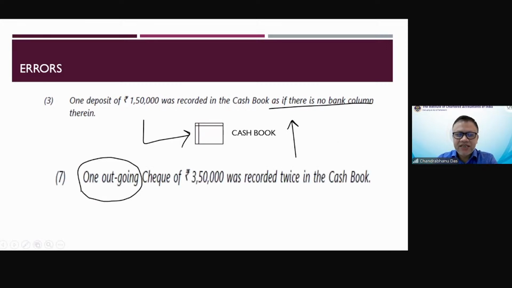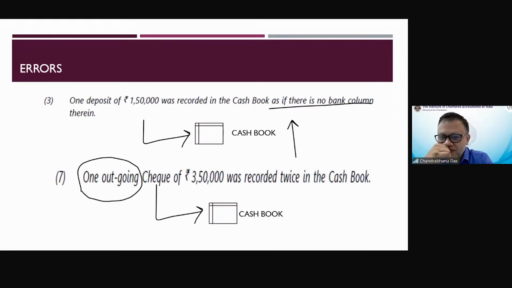So here you can see one outgoing cheque. What is the meaning of an outgoing cheque? Can anybody say? Yes, Naina. Two participants raised hands. Okay, let us ask Prajwal. Naina is answering everything correctly, so we'll ask Prajwal. Issued cheque. Yes, Prajwal? Cheques we have issued. Yes, very good, Prajwal. Cheques which are issued, 3,50,000, should be recorded once, but it is recorded twice in the cash book.